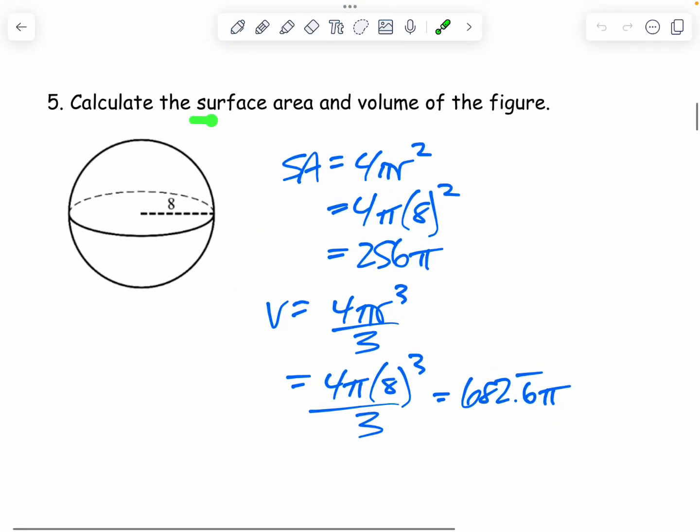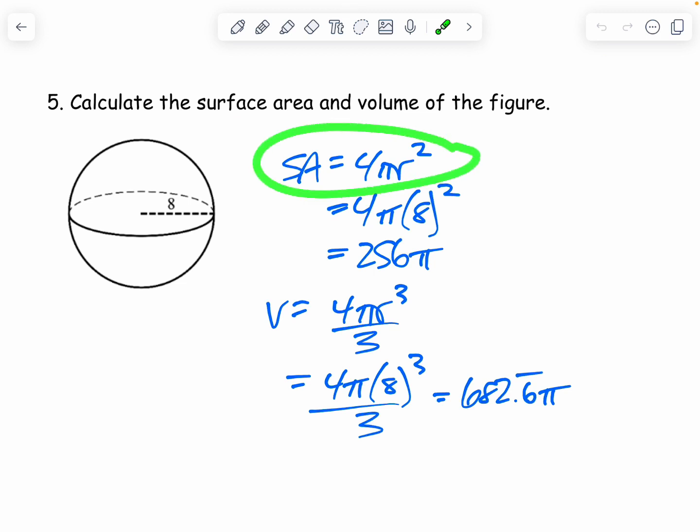For the sphere, they're asking surface area and volumes. There's 2 different parts here. Surface area formula, the radius is 8. How are we going to type this into the calculator? You do the exponent first. 8 times 8 is 64, times 4 is 256.